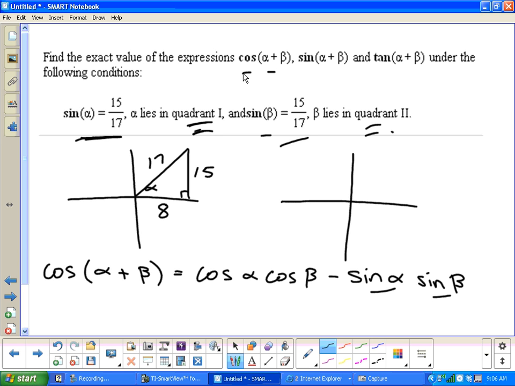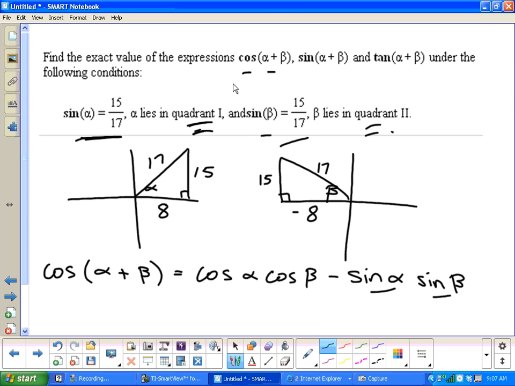All right, beta triangle's a little bit different. How's it different? You have a negative somewhere because you're in quadrant 2. So anytime you're in the second or the third or the fourth quadrant, you're going to have negatives floating around, and you've got to be extra careful. Now, the sine there was also 15 over 17. So that's opposite over hypotenuse. So this would be 15. Hypotenuse is 17. Same numbers.